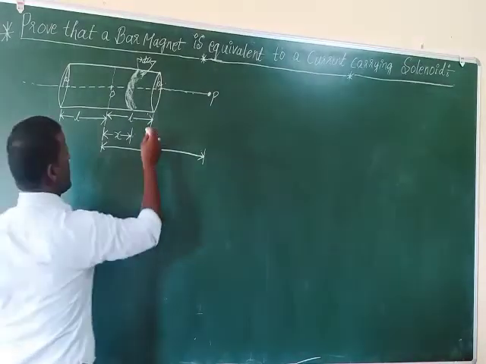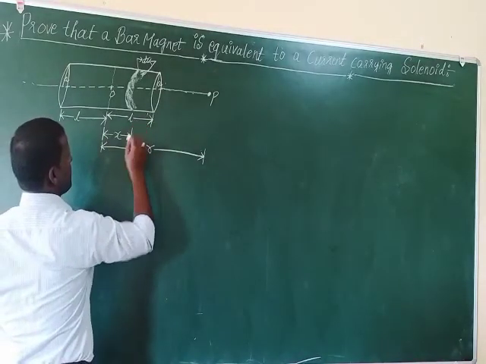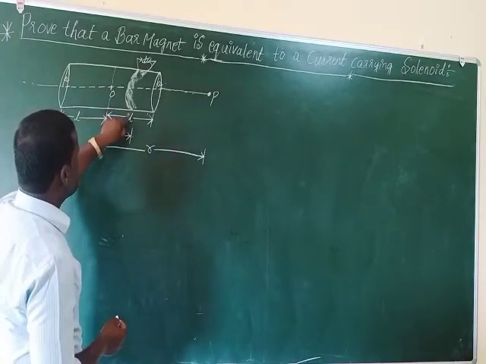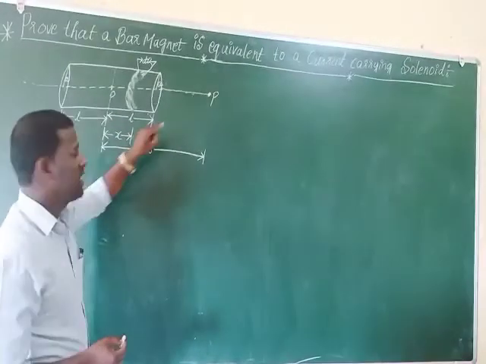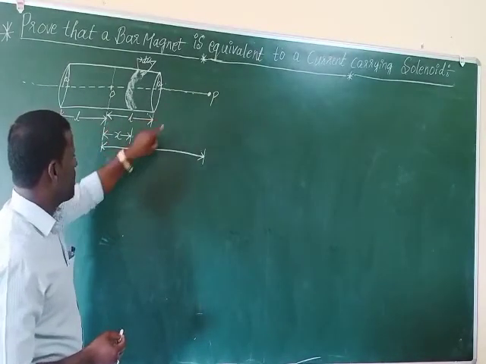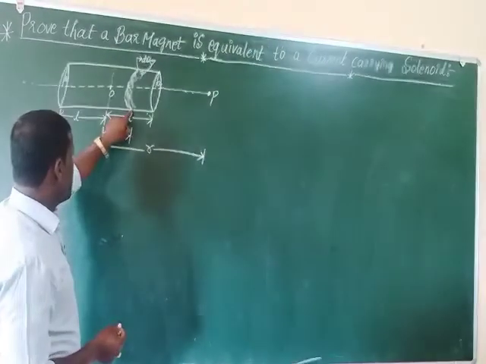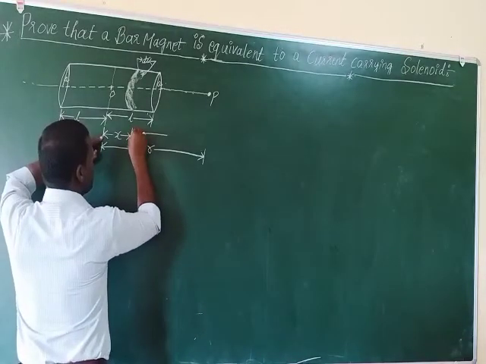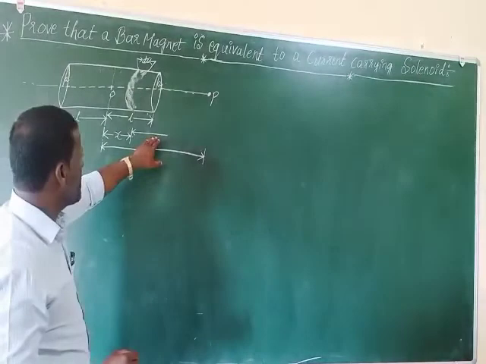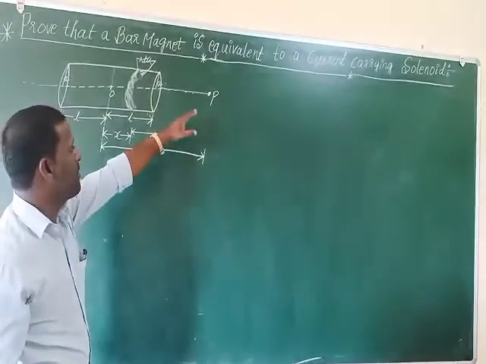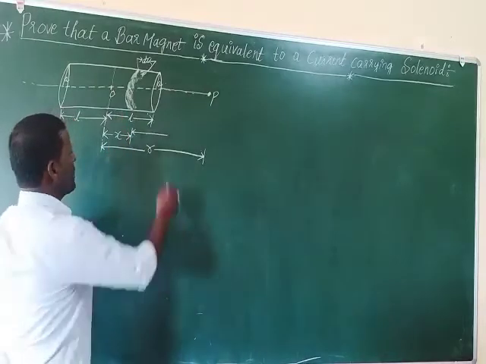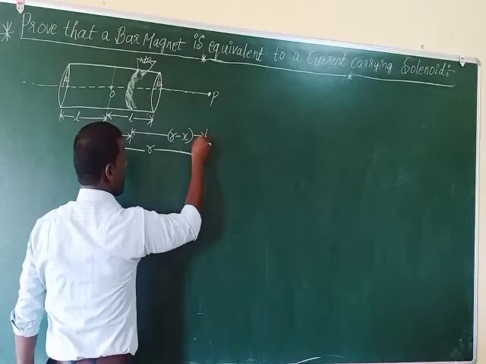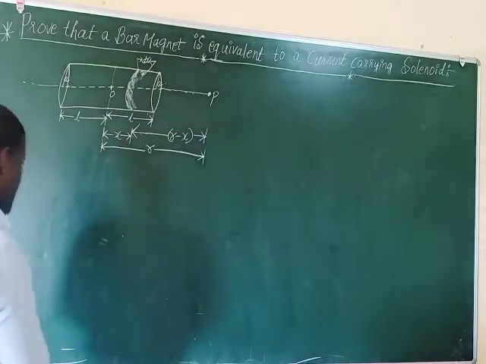Now the current element is at a distance of x from O, and what is the distance of the current element from point P? The total distance from the center to point P is r. The current element is at a distance of x from O, and now this distance becomes s. What is the distance of the point P from the current element? Now it is r minus x.